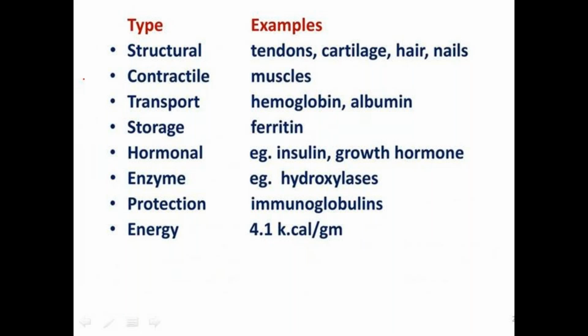Next, storage. Iron is mainly stored in the form of ferritin. Ferritin levels are to be maintained. That is ferritin, the storage protein. Hormonal: insulin, growth hormones. Enzymatic proteins: hydroxylases and different types of enzymes. Protection: immunoglobulins, consisting of amino acids, showing protection. Energy is mainly given by proteins, at 4.1 kilocalories per gram. These are the different types of proteins.